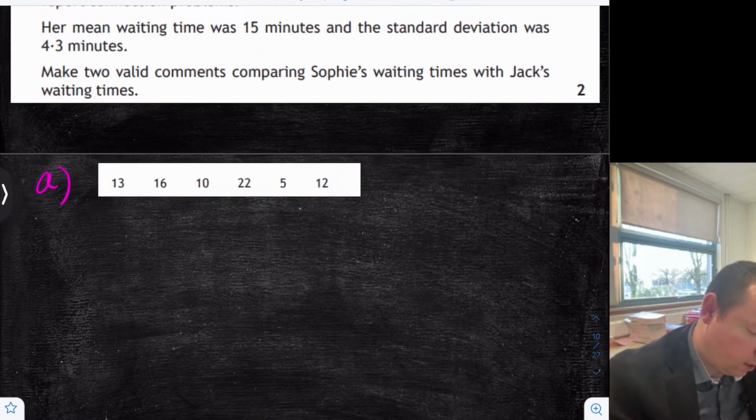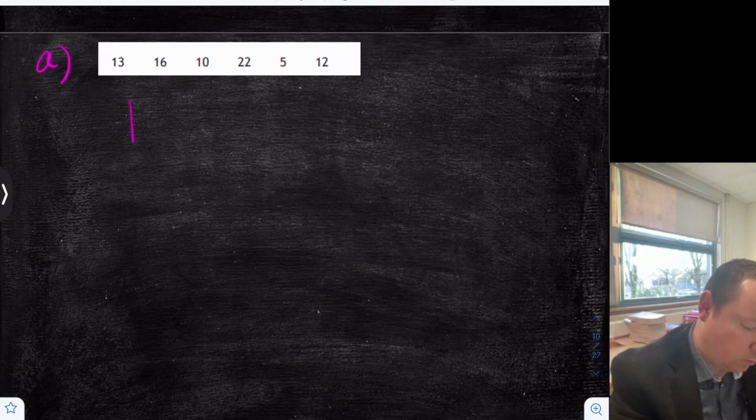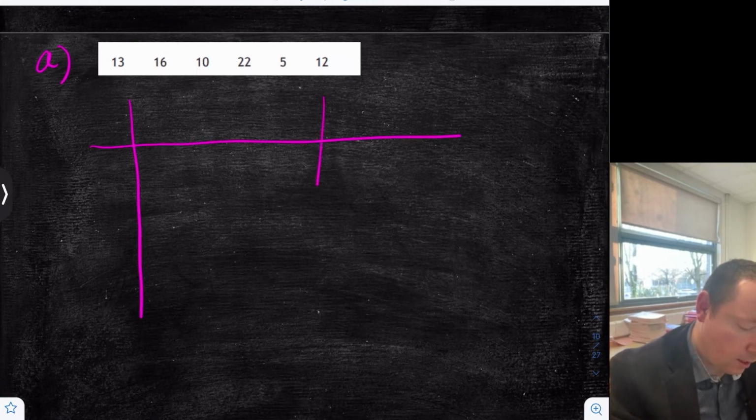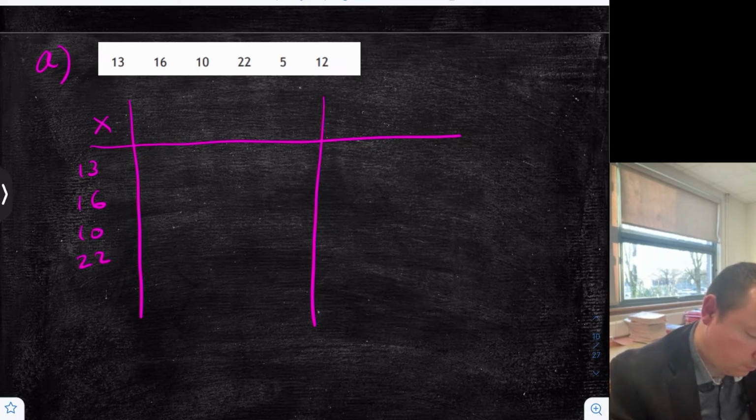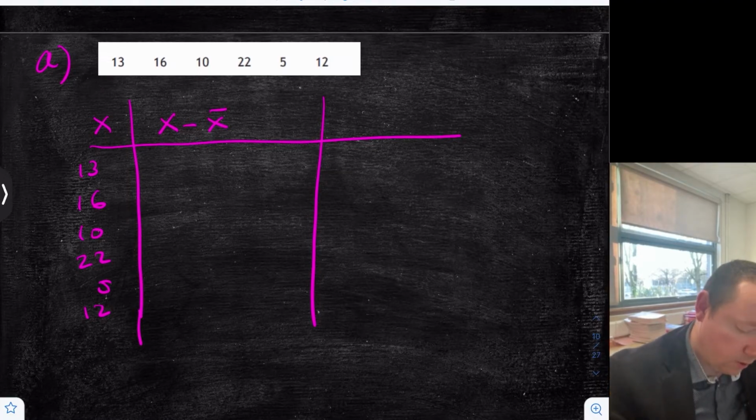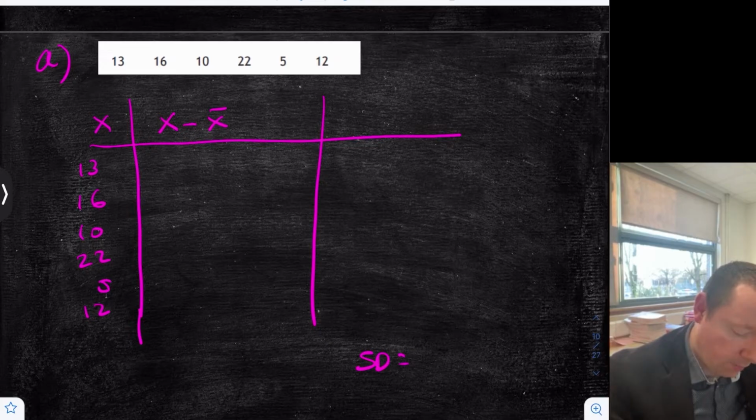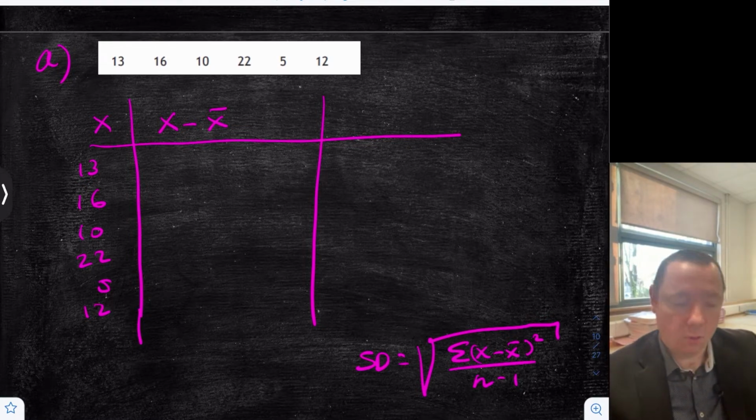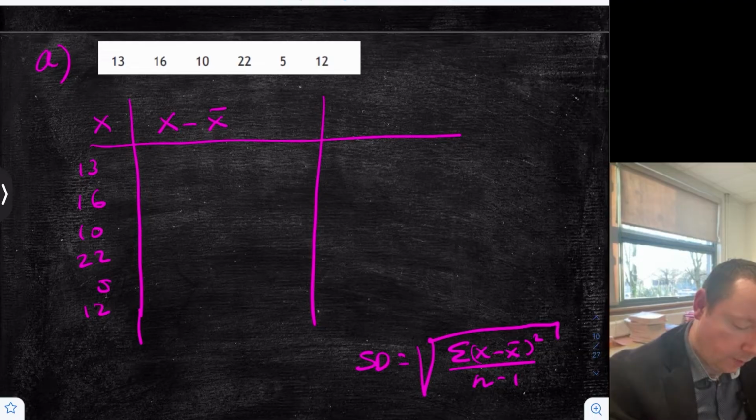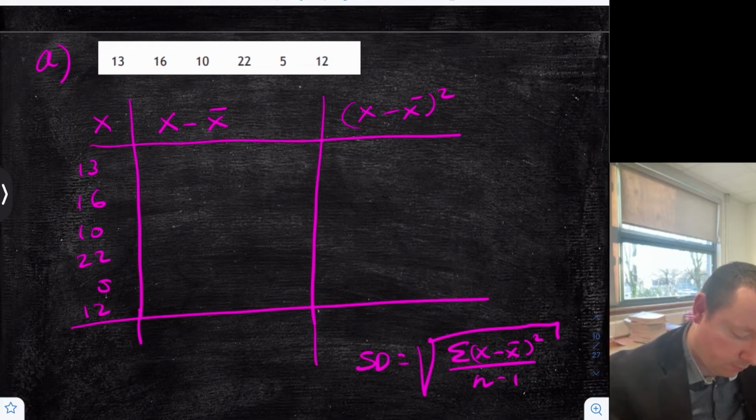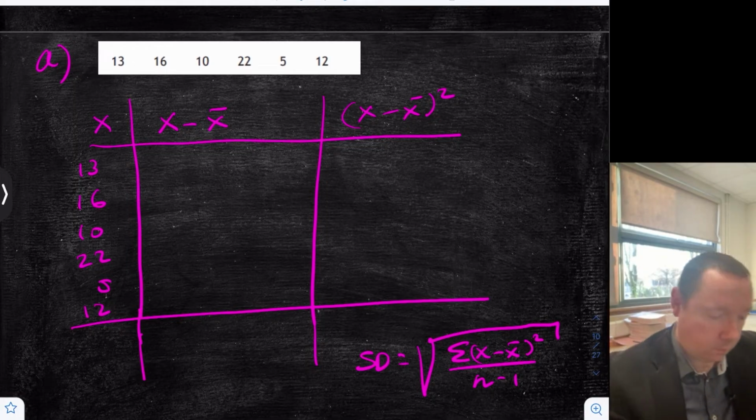To get our mean, since we're doing mean and standard deviation, we just jump straight into a table. So remember it's x, and that's all our numbers. Then x minus x bar, because remember our standard deviation formula from the start of the exam paper is the square root of the sum of x minus x bar squared over n minus 1, and I always use this one rather than the alternative, but you can. That gives me x minus x bar squared. So there's my table nice and neatly laid out.